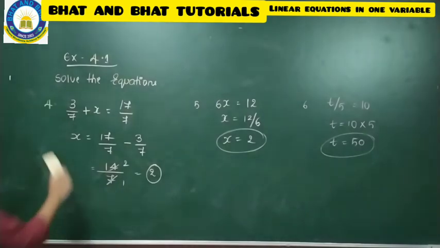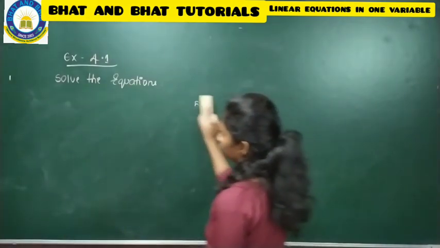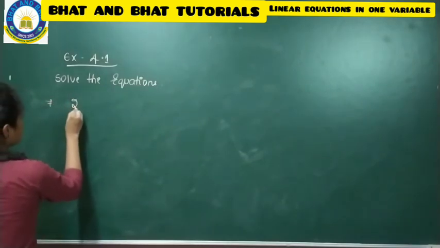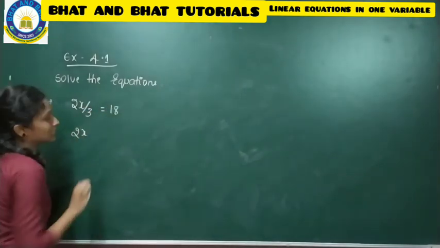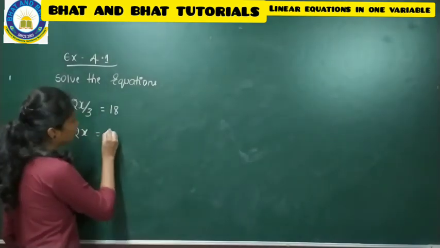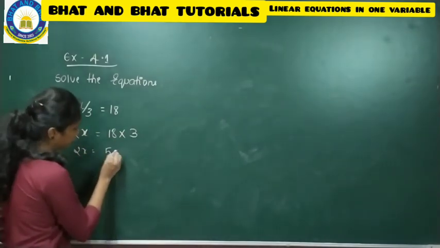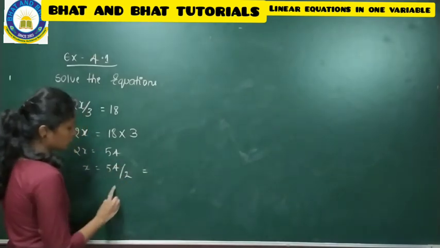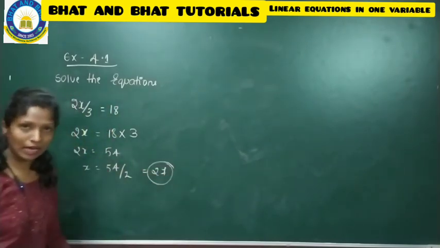Now I'll move on to the next three problems. So the next is the seventh problem. The problem is like this. 2x by 3 is equal to 18. So take only 2x outside, is equal to 18 into 3. So 2x is equal to 54. X is equal to 54 by 2. So 2 2s are 4, 2 7s are 14. So 27 is your answer.